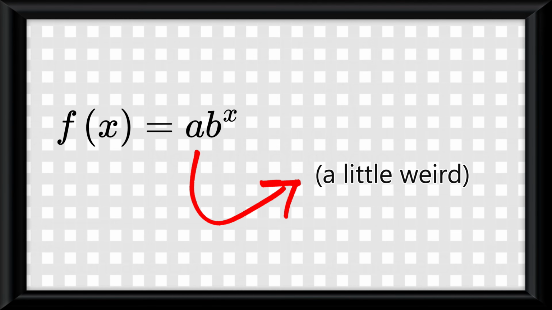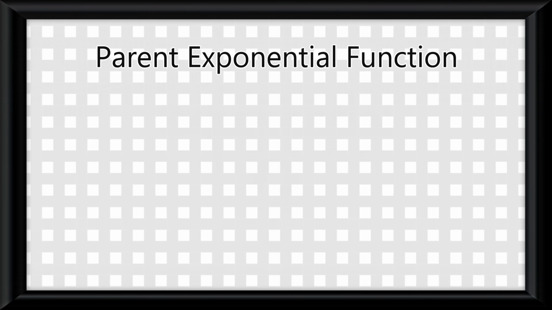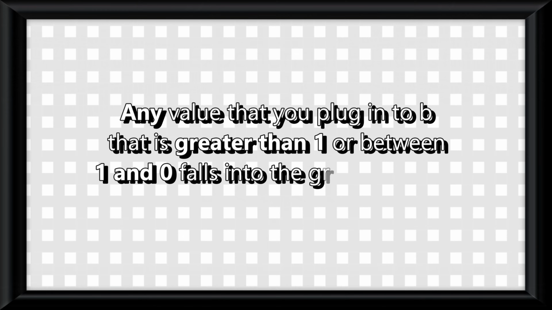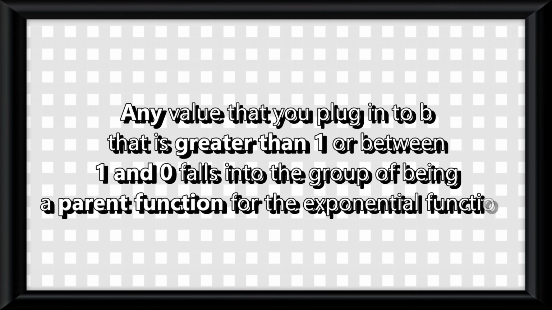Exponential functions are a little weird though, because they don't have an ironclad parent function. The parent function of an exponential function is said to be b to the x, where b is greater than 1 for a growth, or between 0 and 1 for a decay. So that means that any value you plug into b that is greater than 1 or between 1 and 0 falls into the group of being a parent function for the exponential function.